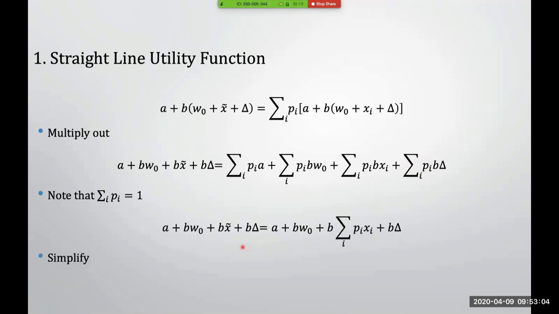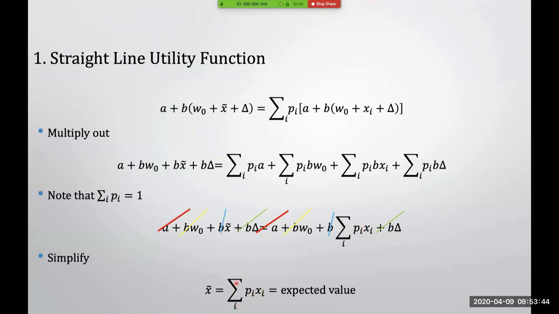Then we can simplify by crossing out the equal terms on the two sides of the equation. Here A is crossed out because it is on both sides. Then B times W0 can be crossed out, and this B times delta term can be crossed out. The multiplier B is on both sides as well, so after we divide both sides by B, we end up with this: the x tilde term equal to the sum of PI times XI.